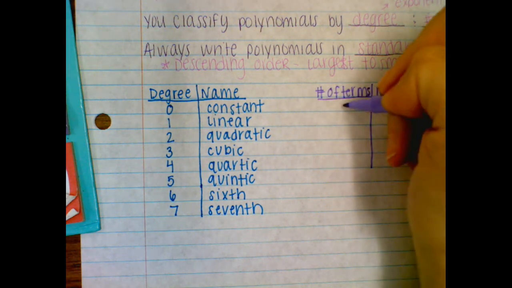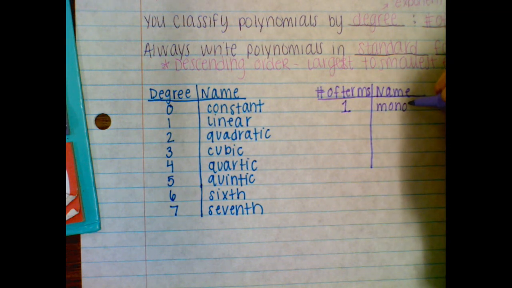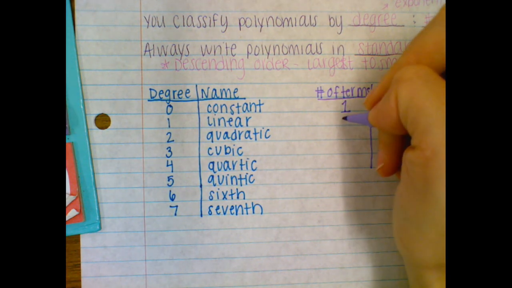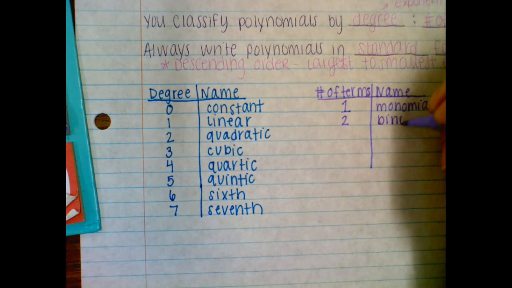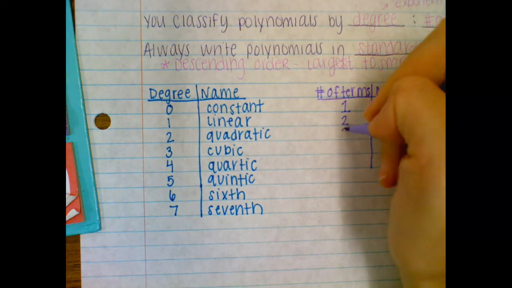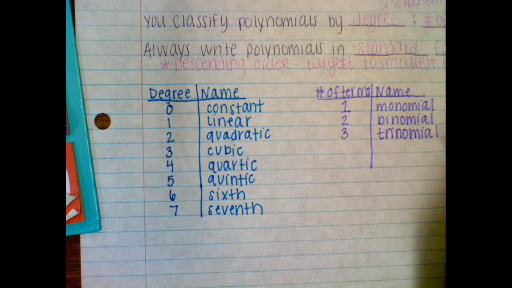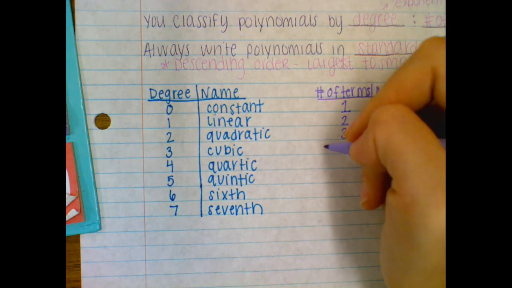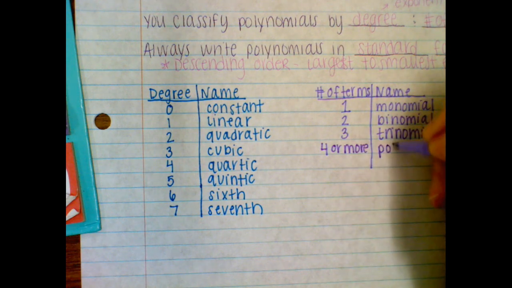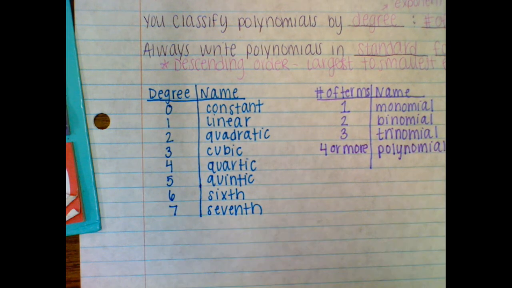Okay, so the smallest amount we can have is 1, and you already know that one from above. That's called a monomial, because mono means 1. If you have 2 terms, that's called a binomial. If you have 3 terms, that's called a trinomial. And if you have 4 or more, so 4 and any more, we just call that a polynomial. So if you have 7, there's no special word, it's just polynomial.